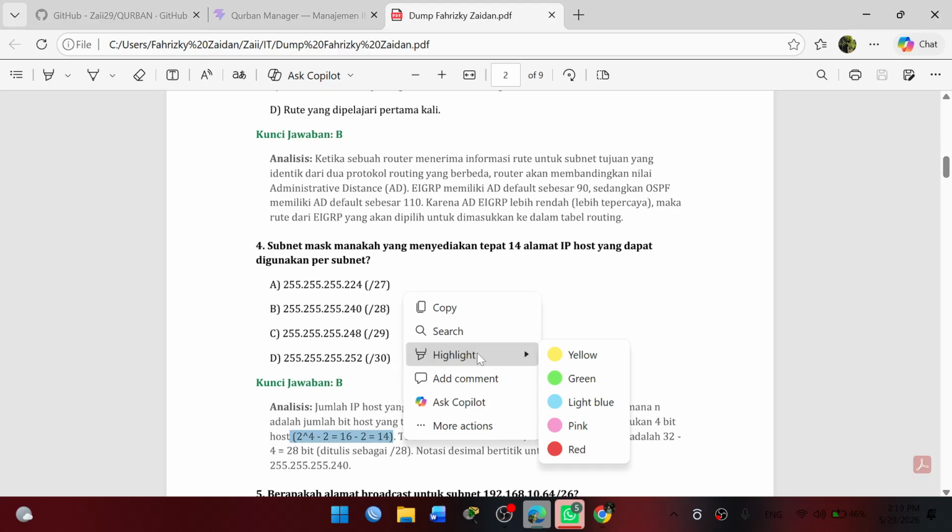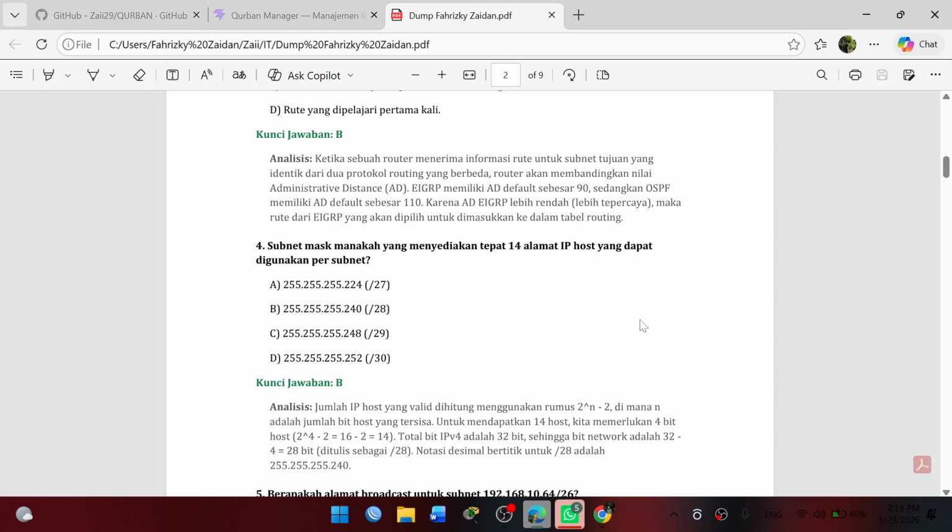Since IPv4 has 32 bits in total, subtracting 4 host bits leaves us with 28 network bits, written as /28. In dotted decimal notation, the /28 prefix translates to 255.255.255.240.